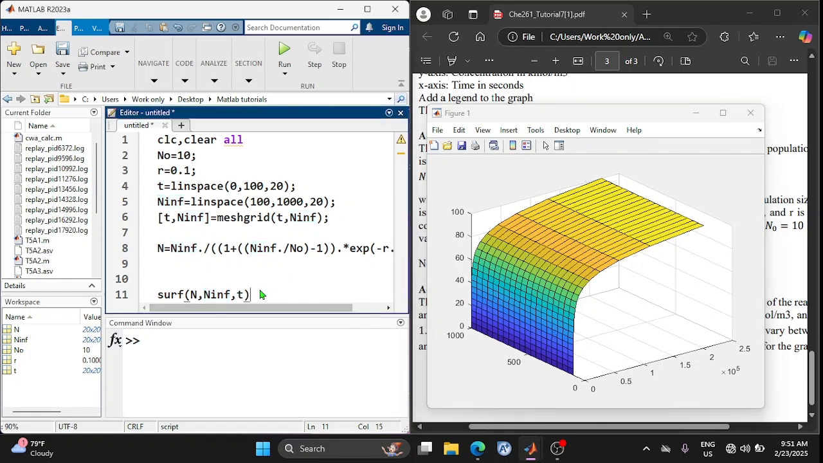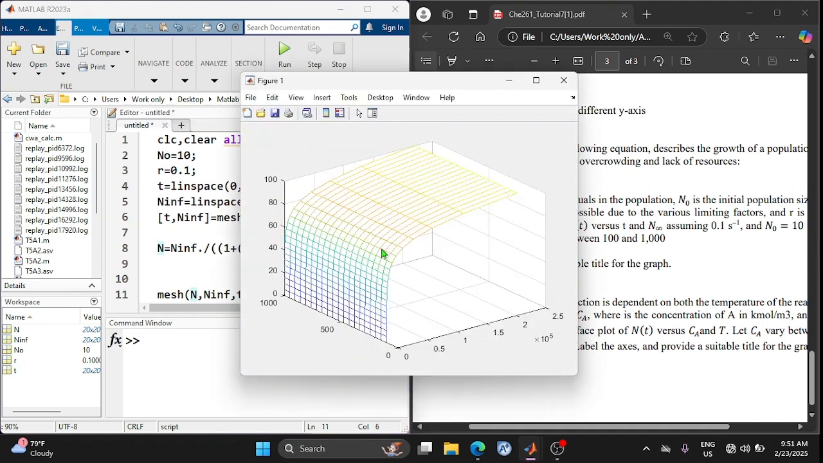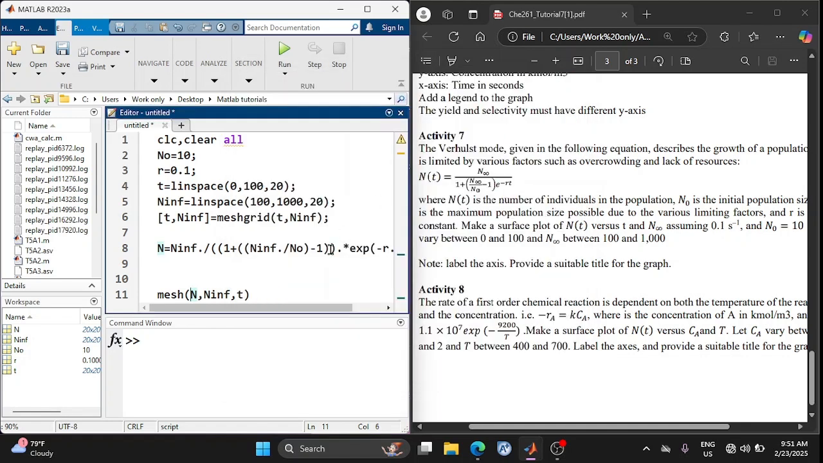So another thing we could have also done was, instead of typing surf, we could have also typed mesh. So let me close this. We could have also typed mesh to get a graph. So we'll get the graph in this form, right? So we could have used surf, we could have used mesh, any of them would have been fine. So that's how we go about a question like this.